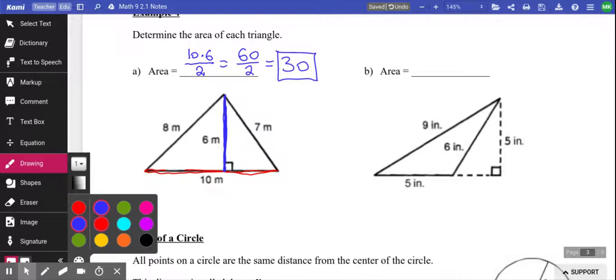Do we do squared for this? Again, you would do meters squared if you wanted to do the units. It'll always be whatever the unit is and then a square.